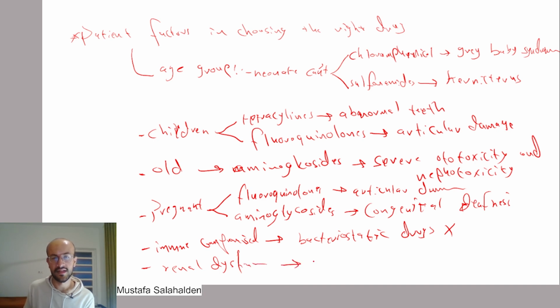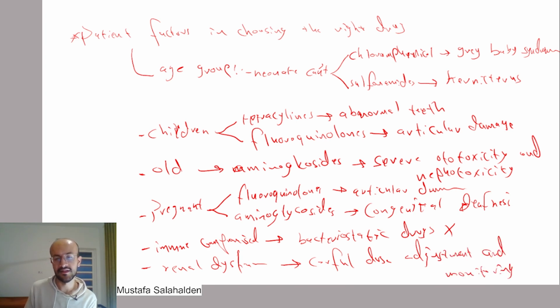Patients who have renal dysfunction need careful dose adjustment and monitoring. So you need to be careful in adjusting the dose so the antibiotic level doesn't rise too high and cause toxicity to the patient.